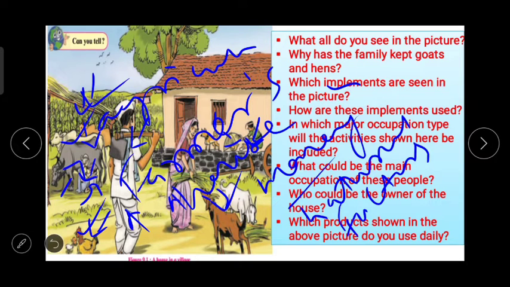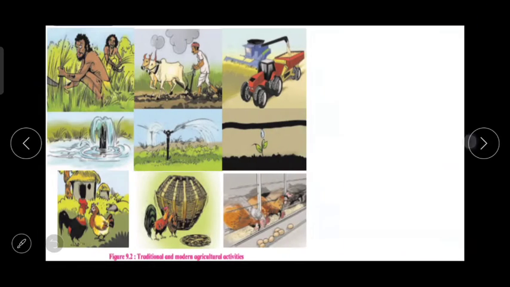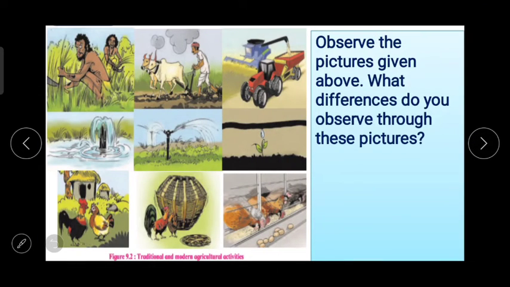उसके साथ साथ ये बाकी चीज़ें जो है वो सप्लीमेंट्री आते हैं. So when we talk about agriculture, a very important thing which we have to keep in mind is that cultivation of crops is considered to be the main and the most important occupation. Now on the screen, one more figure 9.2, and the heading of this is traditional and modern agricultural activities.